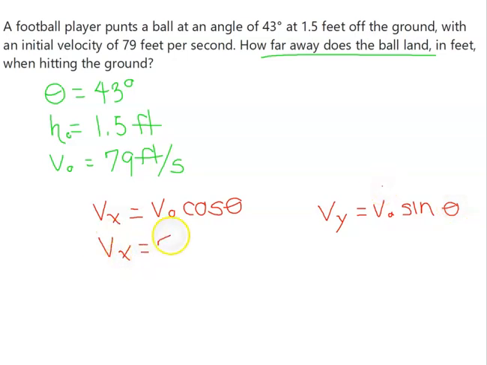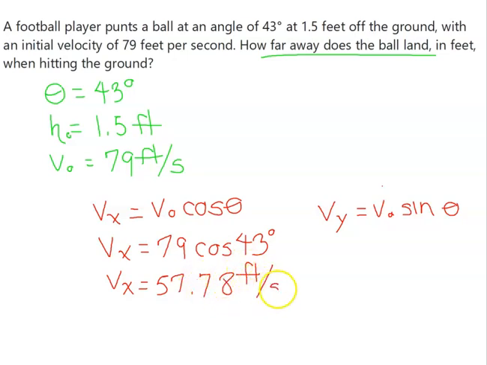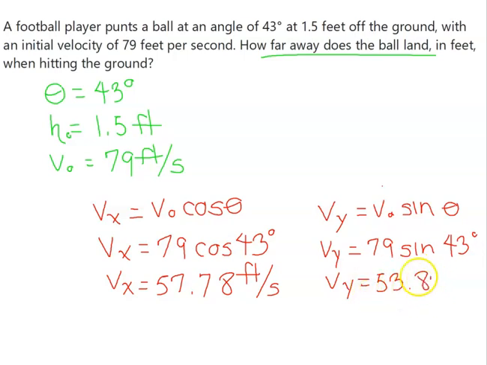So since we have these values, we're going to substitute the values in, but make sure when you're calculating that your calculator is set to degrees because the angle is in degrees rather than radians. So 79 cosine of 43 degrees should result in 57.78 feet per second. Because we're dealing with velocity, it's always in distance over time, like miles per hour, in this case, feet per second. Same thing with v sub y, 79 times sine of 43 degrees. Calculating that would give us 53.88 feet per second.